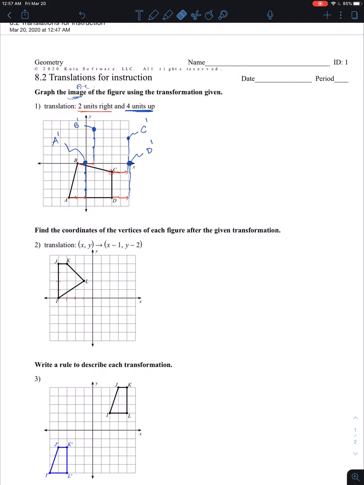Now, because it looks a little messy here, I'm just going to try to erase a few things without losing the points that we just generated.